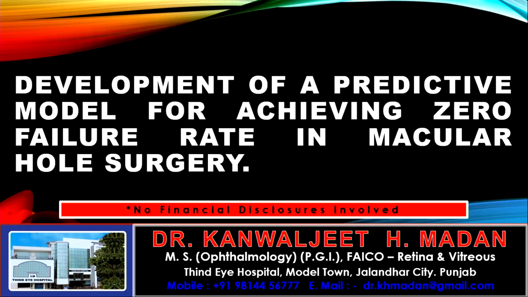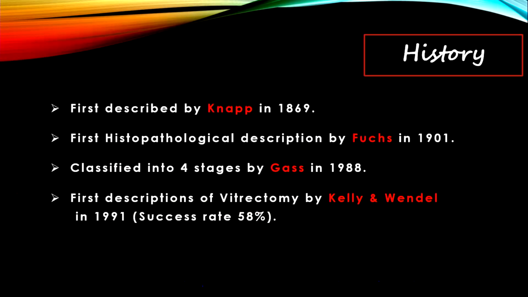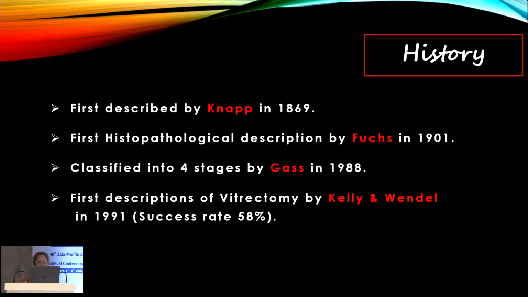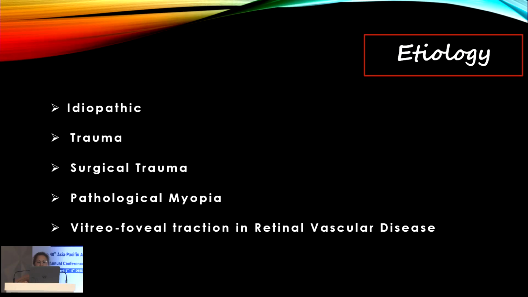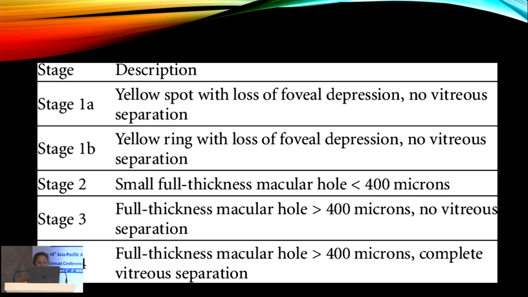Good afternoon, everyone. I shall be discussing development of a predictive model for achieving zero failure rate in macular hole surgery, with no financial disclosures. Macular hole was first described by Knapp and classified into 4 stages by Gass. Kelly and Wendell did the first vitrectomy. Causes could be trauma, myopia, or VMT.